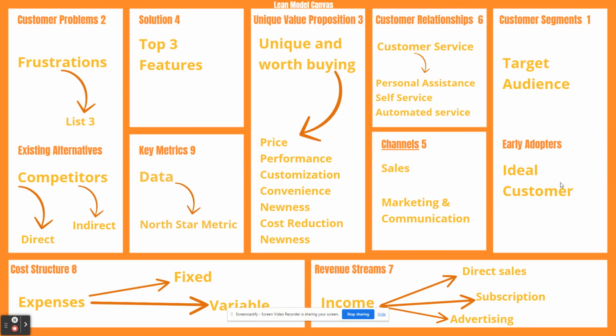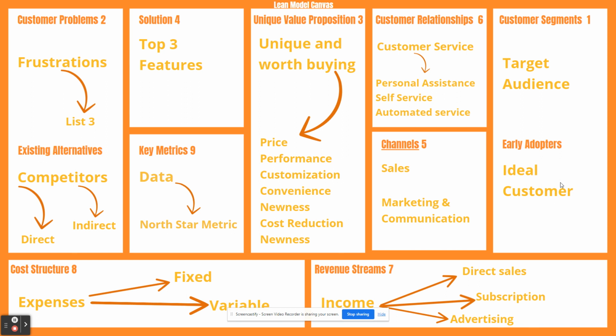So let's take a little bit more detail when looking at these different things. Customer segments, we're feeling good about that by this point, I'm hoping. And then as we move around here, we're going to see a little bit more detail as to what we're trying to achieve. Those customer problems, those frustrations, trying to list three. Those existing alternatives, both competitors that are direct and indirect. Our unique value proposition, which makes us unique and worth buying.